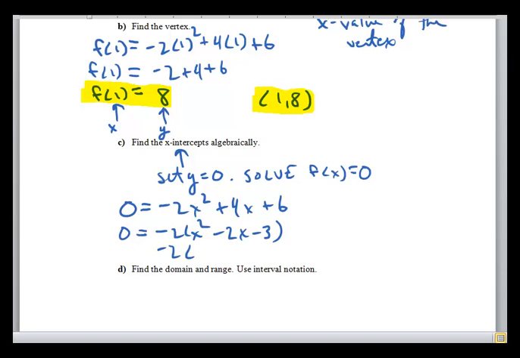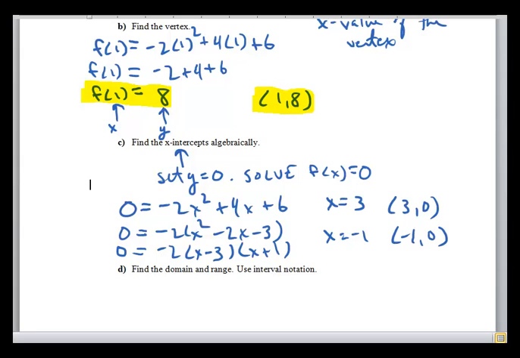And then this is going to factor into x minus 3, x plus 1. Right? Because what you're doing there, you're looking for numbers that multiply to negative 3 and add to negative 2. They're negative 3 and 1. So then the solutions would be x equals 3 and x equals negative 1. So those are your x-intercepts. But remember, x-intercepts are points. So this is really the point 3, 0, and this is the point negative 1, 0. Okay? So those are your x-intercepts.